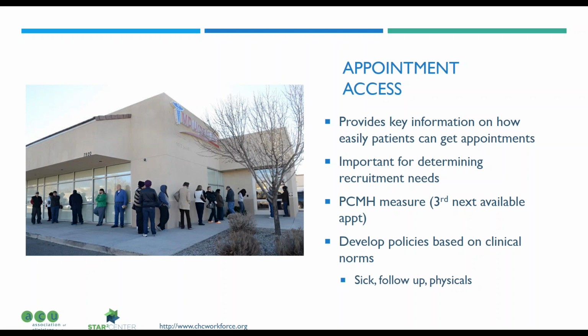It's also important to develop policies based on clinical norms. So, for example, just 3 categories that I've thrown out are for sick visits, follow-up visits, physicals. You could also throw in a new patient appointment, which would be like a physical for a new patient. And you should develop policies that give you guidelines in advance of actually even measuring appointment access. You need guidelines for what you think access should be.